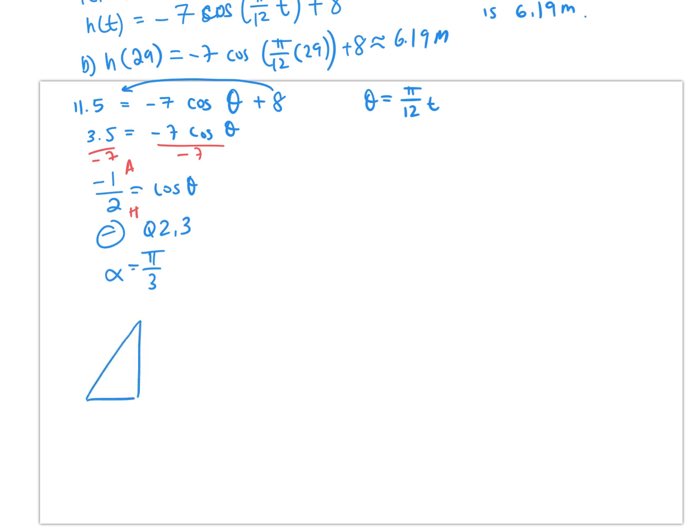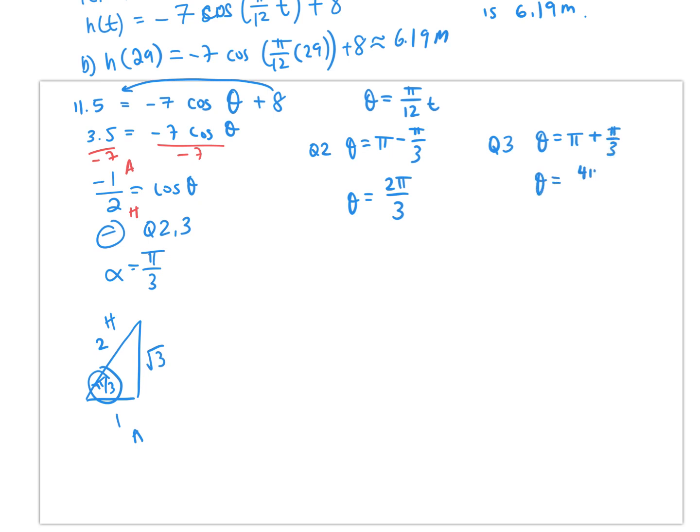If you want the diagram, here it is, adjacent over hypotenuse. So there's the verification. So in quadrant 2, theta is going to be pi minus pi over 3, which is 2 pi over 3. And in quadrant 3, we have pi plus pi over 3, which is 4 pi over 3. And of course, we're not trying to solve for theta, we're trying to solve for time.